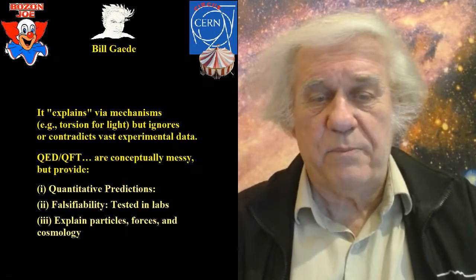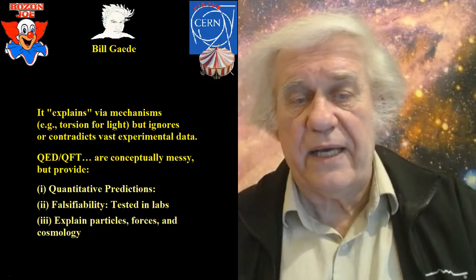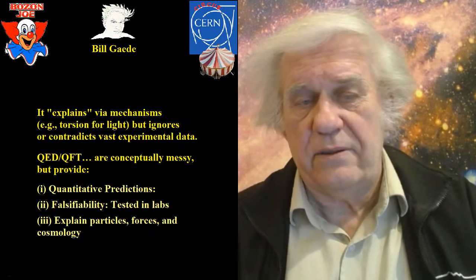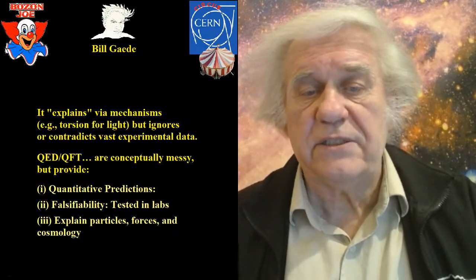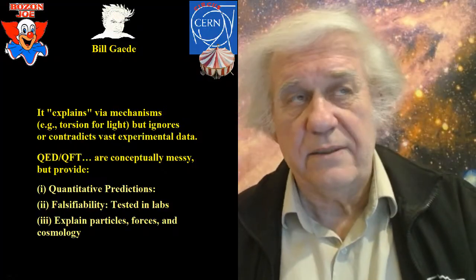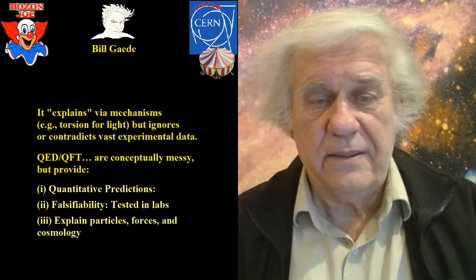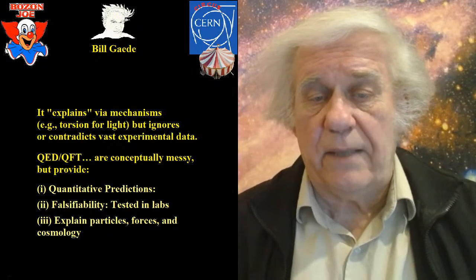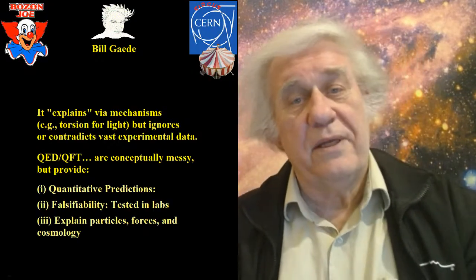I guess that's why I have to believe he's clowning around. He's got to be a boson. Otherwise, it makes no sense. He says that quantum explains via mechanisms torsions for light, but ignores, that's the rope model, right? Or contradicts vast experimental data. Just a statement, no justification, unsubstantiated. QED, QFT, on the other hand, are conceptually messy, more than messy.